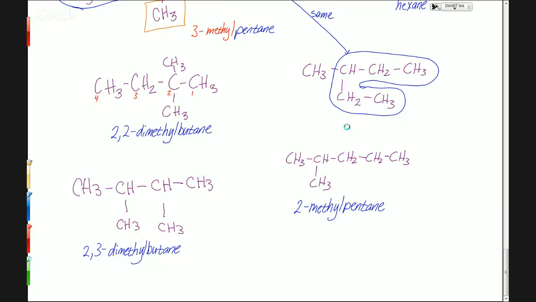So those are the 5 isomers. Now, one other thing that we should know about with alkanes are these cycloalkanes. Cycloalkanes are carbon and hydrogen that end up in a circle or a closed loop.